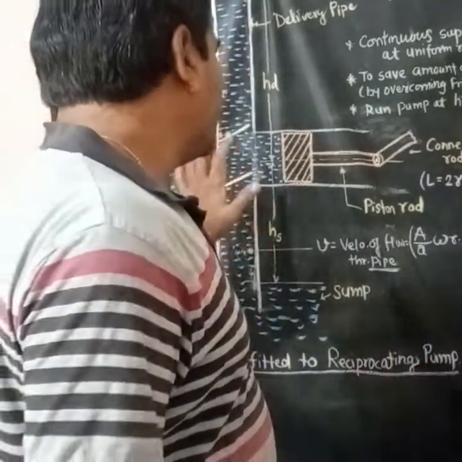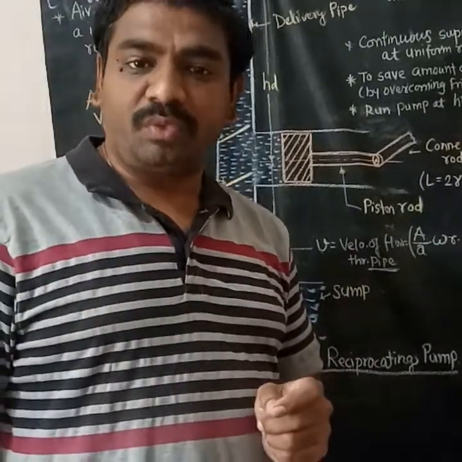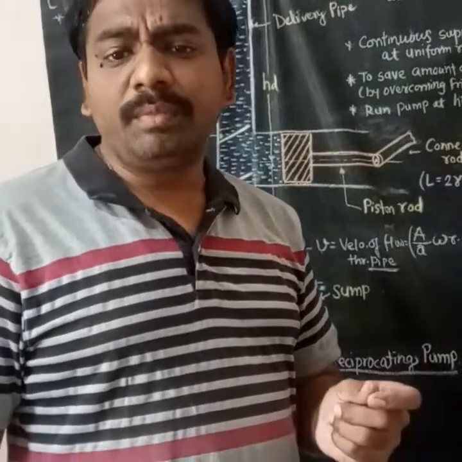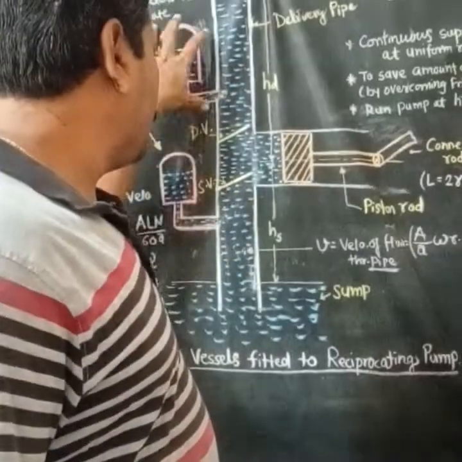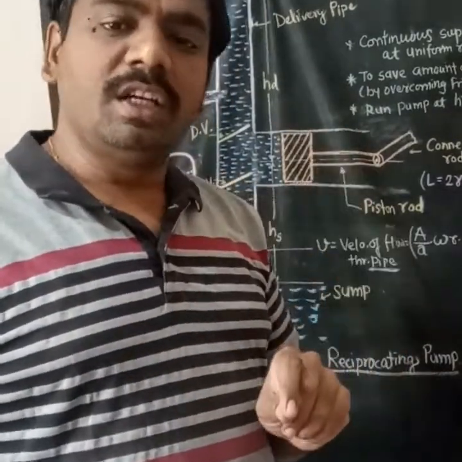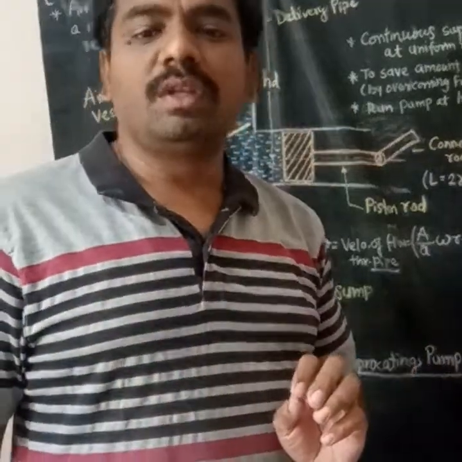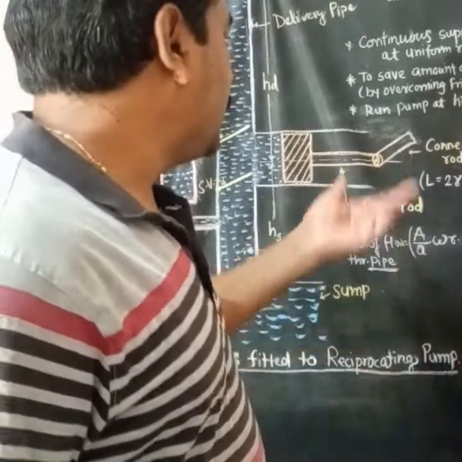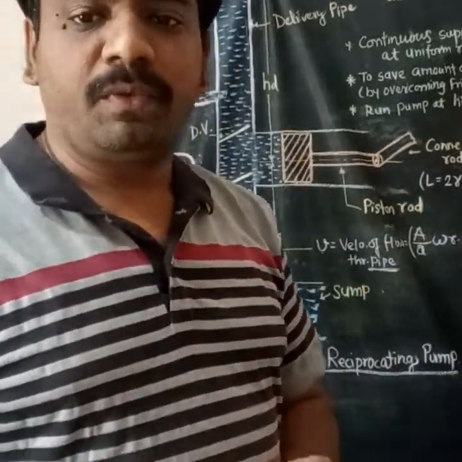The third one is that it allows you to run the pump at a higher speed. As compared to the single acting reciprocating pump, here the speed of the pump will increase because we provide two air vessels, one at the suction side and another at the delivery side. That's why the flow will be obtained uniform at a constant flow rate, as well as the speed of the pump will increase.